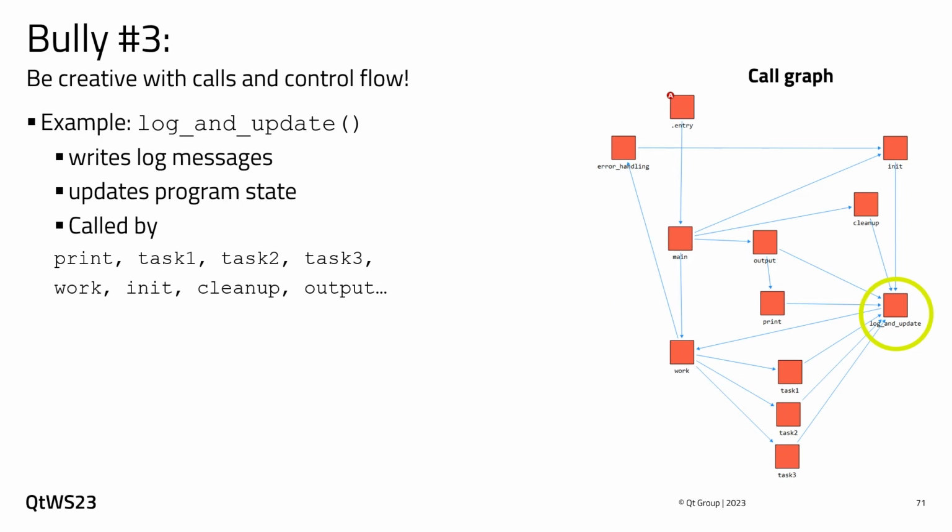So it writes log messages, and it also updates some kind of program state. It's called by a lot of other things. These blue edges are just call edges. Yeah, it's called by a lot of stuff. And why is this now bad?